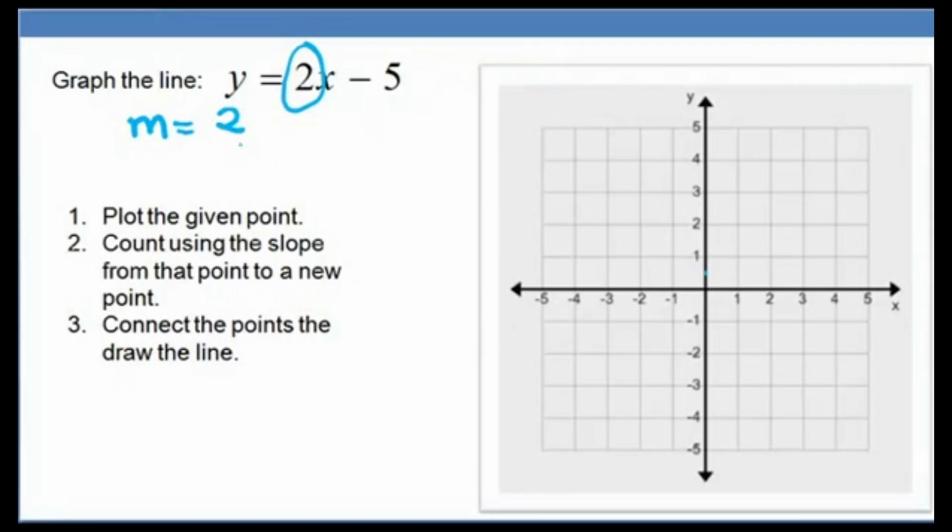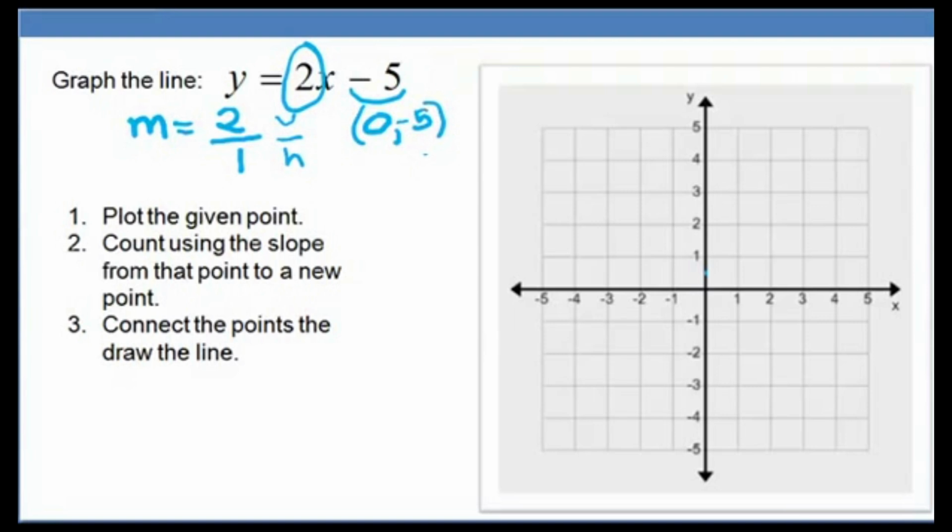Now, if we're going to count with it, we will make it look like a fraction. So we can make anything look like a fraction if we put it over 1. And our 2 will be our vertical change, and our 1 will be our horizontal change. Right, so we have a slope. The point that's easy to pick off of this form of the equation of the line is the y-intercept. And its coordinates are 0, -5. Remember, the y-intercept is going to be on the y-axis.